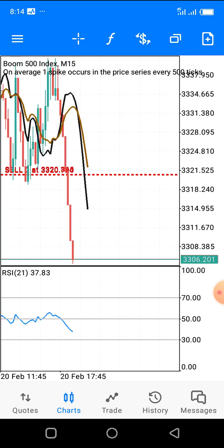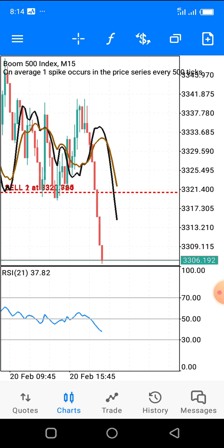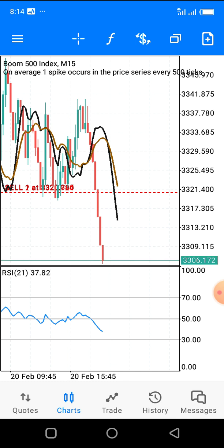As I said, it works on all time frames. It works on 5 minutes, 15, 30, 1 hour, 4 hour, and also 1 day daily time frame. But as you know, the lower the time frame, the quicker the profit and the quicker the movement of the market. So as you can see, I'm in profit.